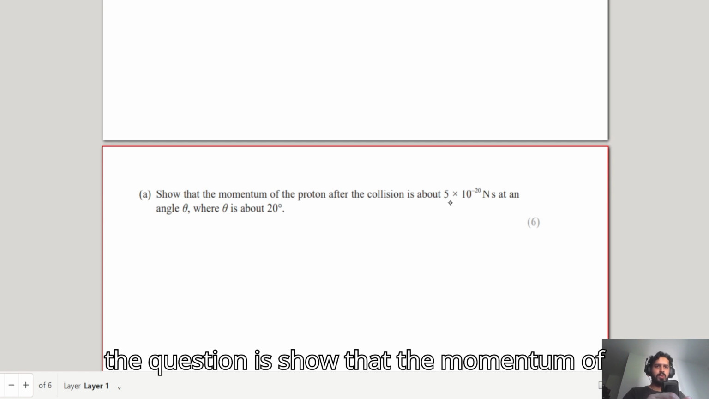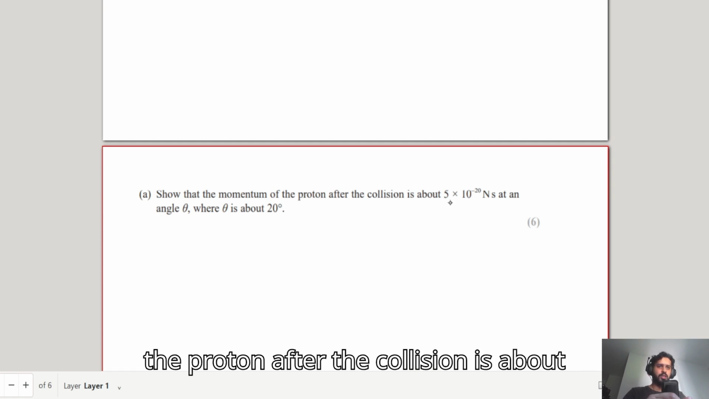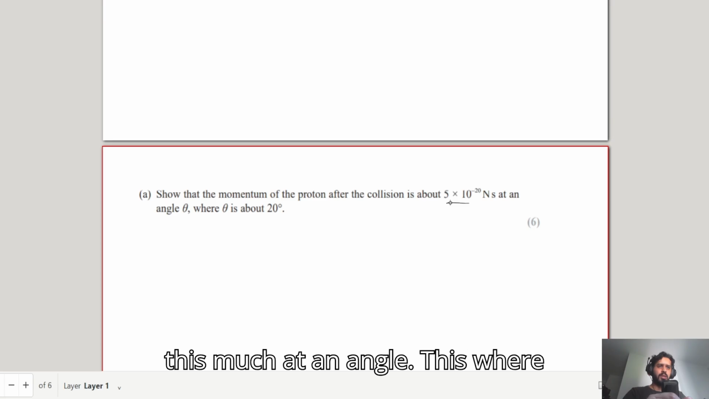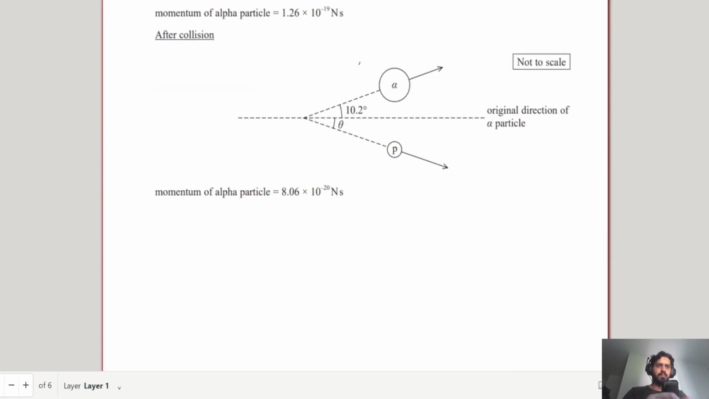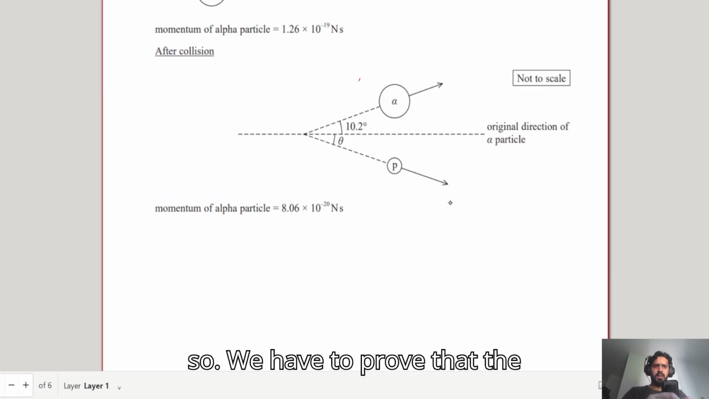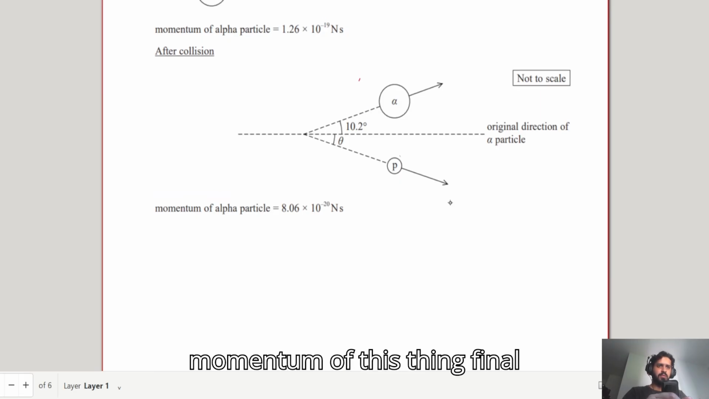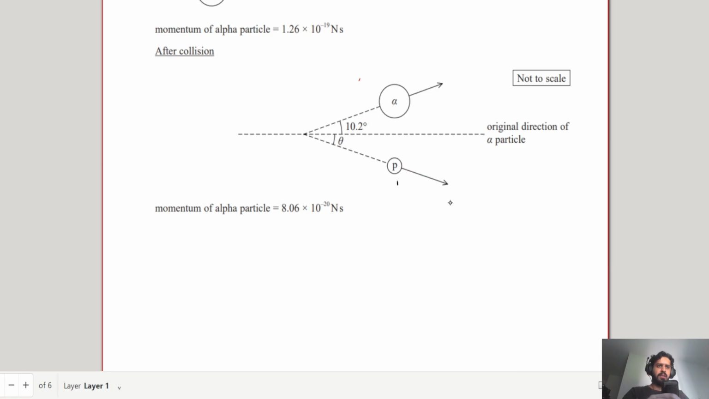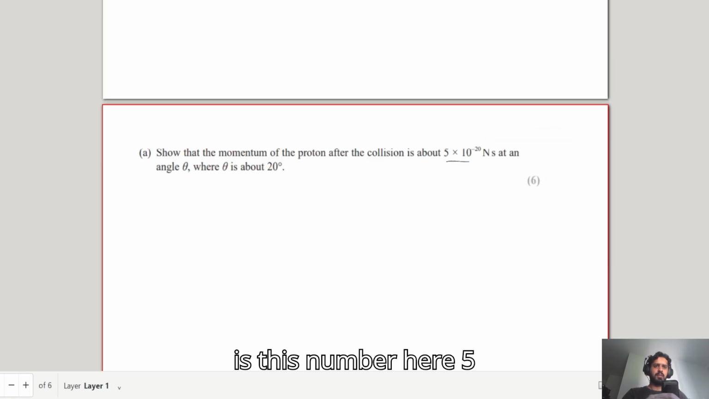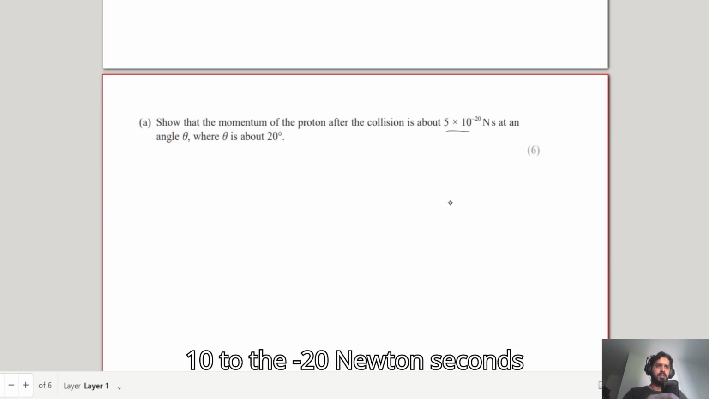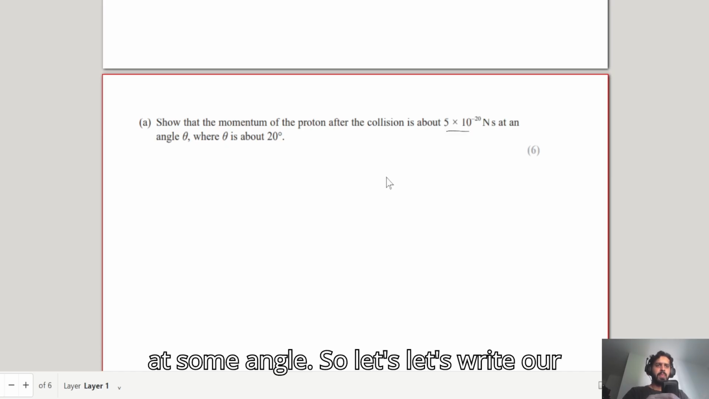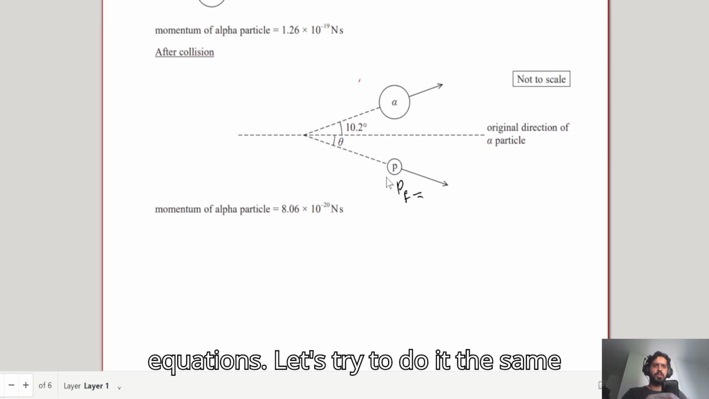So the question is, show that the momentum of the proton after the collision is about this much at an angle this, where theta is about 20 degrees. So we have to prove that the momentum of this thing final is this number here, 5 times 10 to the negative 20 Newton seconds at some angle. So let's write our equations.